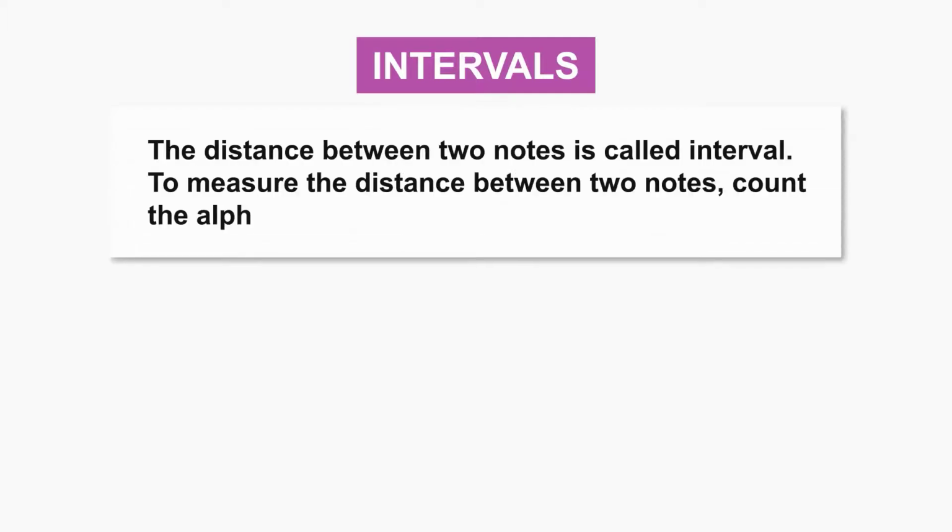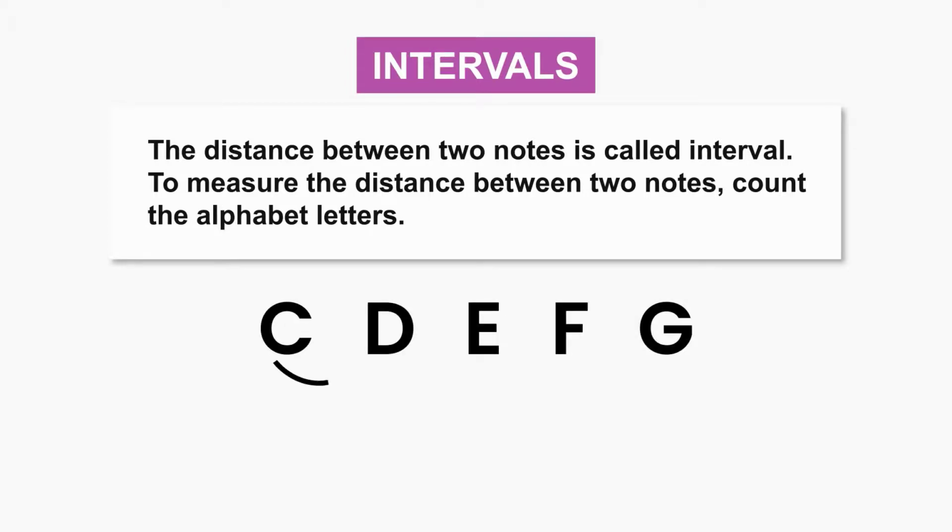The distance between two notes is called an interval. To measure the distance between two notes, count the alphabet letters. C to D, second. C to E, third. C to F, fourth. And C to G is fifth.